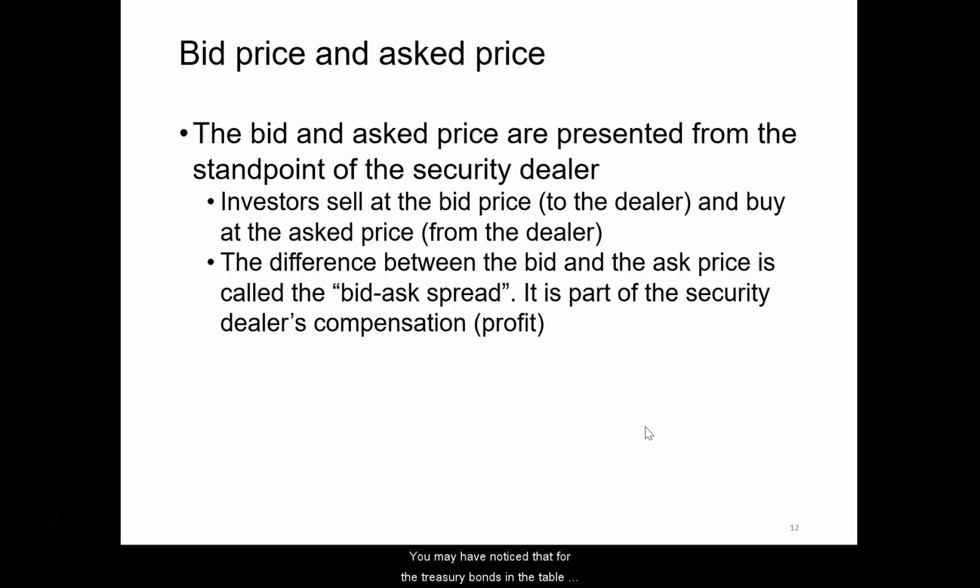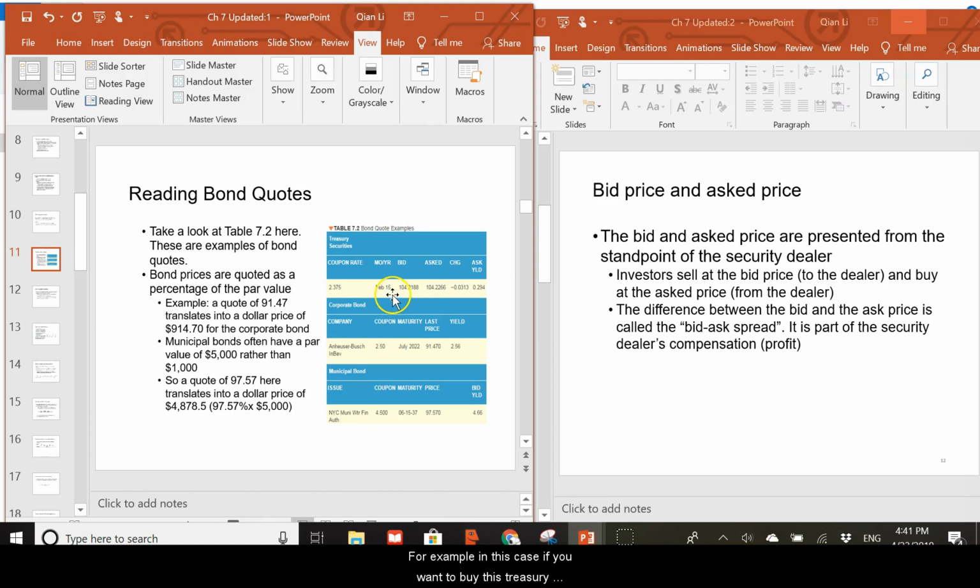You may have noticed that for the treasury bonds in the table in the last slides, there are bid and ask prices. By the way, we'll also see them in the next chapter when we talk about stock prices. The bid and ask prices are from the perspective of the dealer. For example, in this case, if you want to buy this treasury bond, you're buying from the dealer. The dealer is asking for 104.22, almost 23. This stands for the price that the dealer wants to charge you when they sell you this bond.